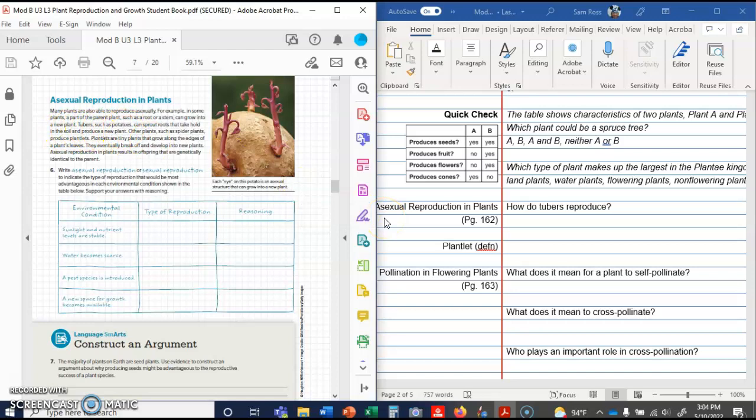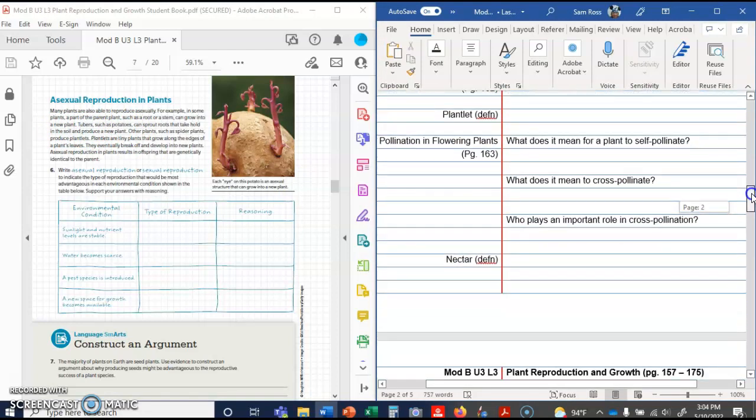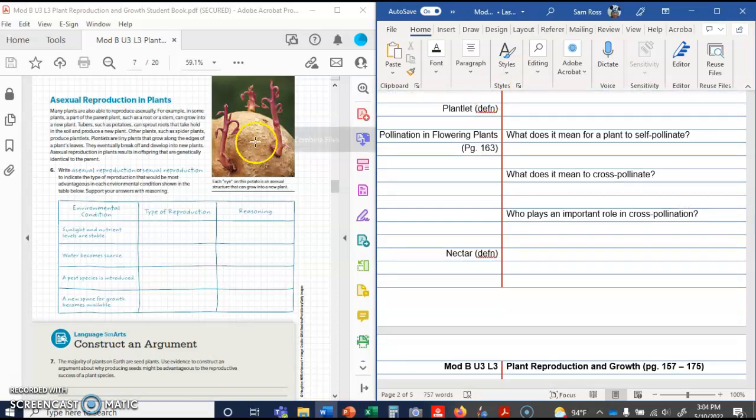And then the definition of a plantlet. There we are. Plantlets are tiny plants that grow along the edges of the plant's leaves. They eventually break off and develop into new plants. What does it mean for a plant to self-pollinate? That's actually on page 163, so we've got to go one more page.